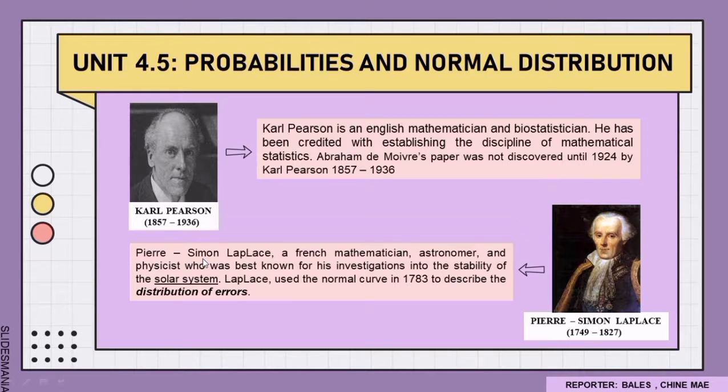Pierre-Simon Laplace, a French mathematician, astronomer, and physicist, was best known for his investigations into the stability of the solar system. Laplace used the normal curve in 1783 to describe the distribution of errors.